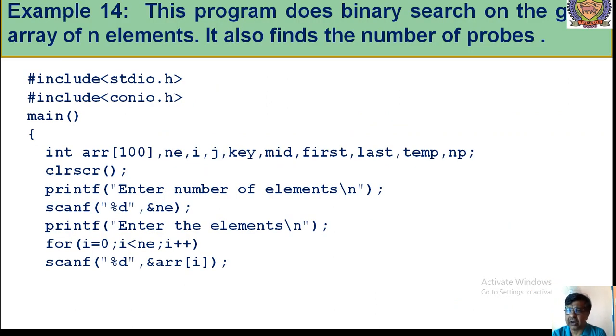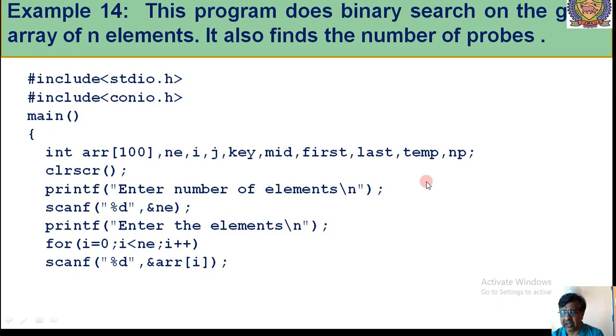This program does binary search on the given array of n elements. It also finds the number of probes. How many probes we have conducted before we got the key element, or before we said the element is not found. How many middle positions are being calculated, that is another meaning. Integer array 100, n, i, key, mid, first, last, temp, np.